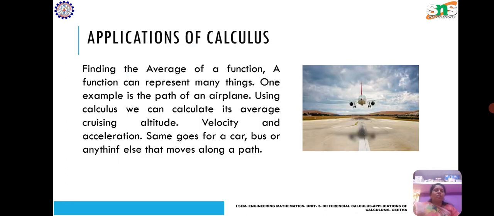Now we are going to see some applications of calculus. Finding the average rate of a function can represent many things. One example is the path of an aeroplane. Using calculus, we can calculate its average cruising altitude, velocity and acceleration. The same goes for a car, bus or anything else that moves along a path.